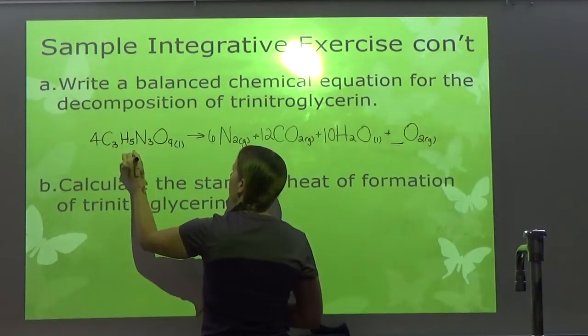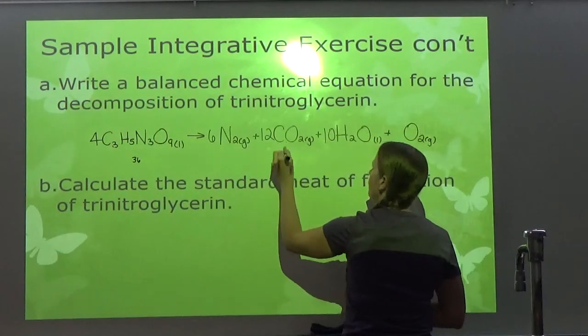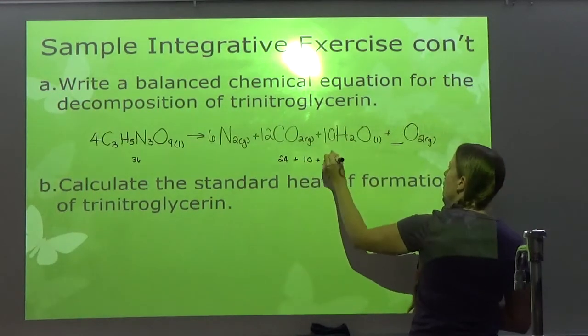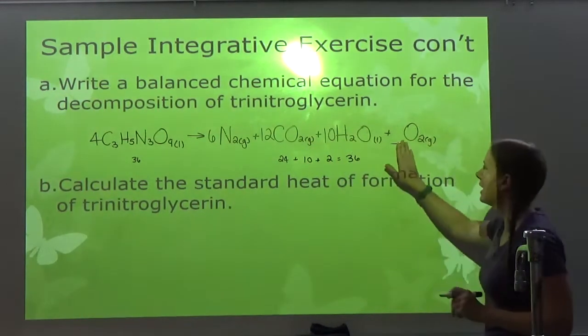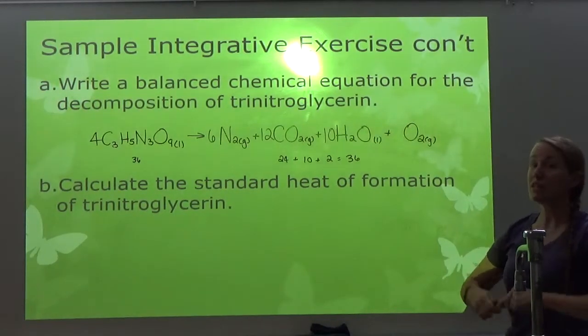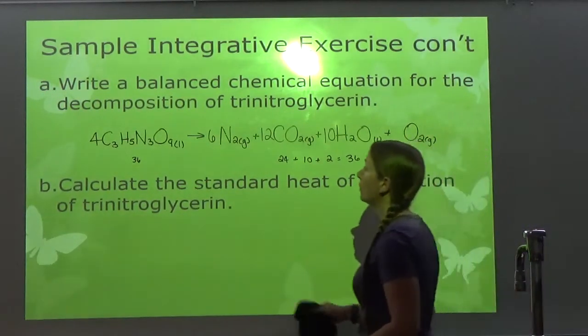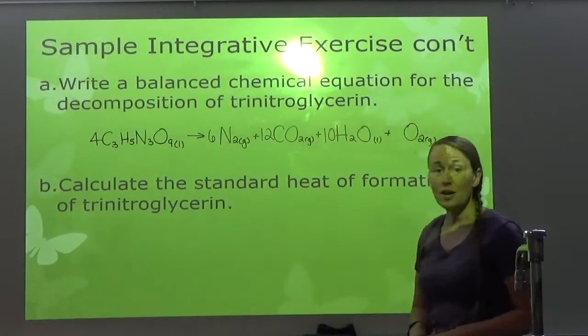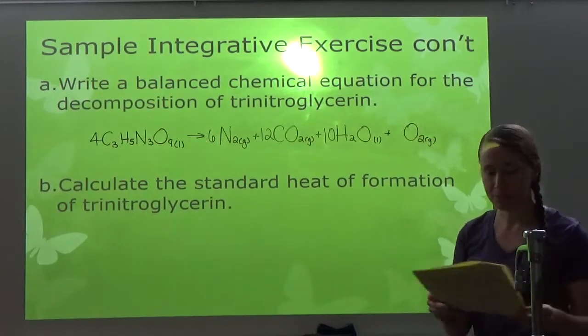So I have 36 oxygens here. I have 24 here, plus 10, plus 2, which is 36. So I actually don't need anything right there. Okay, so y'all, the whole odd, even, and the doubling thing is super helpful for a lot of reactions, especially ones that are tricky to balance. All right, so hopefully that part wasn't that bad for you.